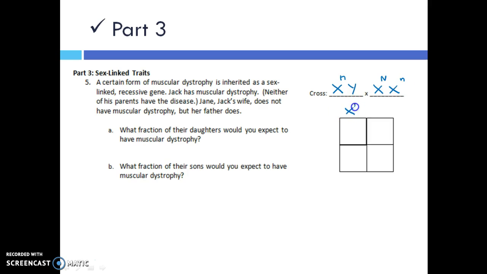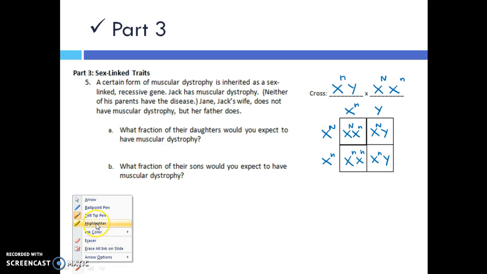So if I do this cross, there's the father's genes, here's the mother's genes, here's our first possibility for a female, and here's our second possibility of a female there. Here is our first male, and here is the second possibility for the male. All right, so if we take a look at this cross, let's look at the daughters first. So the daughters are these right here.